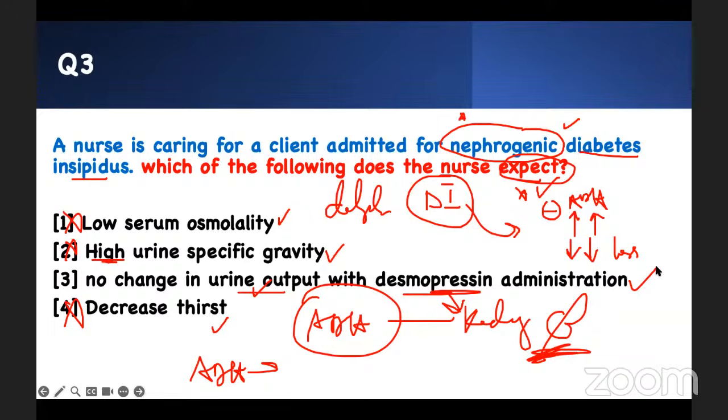Yes, it's nephrogenic because the desmopressin or ADH, the kidney is not responsive to that. So it cannot absorb it. It cannot use it. They will act like diabetes insipidus, but the kidney cannot recognize it. That is the way you can distinguish between nephrogenic and central, because ADH cannot work in this situation.